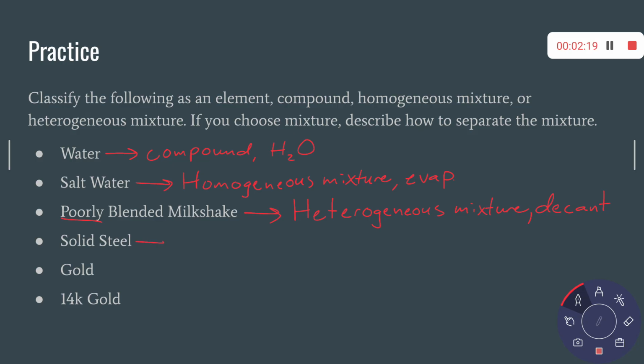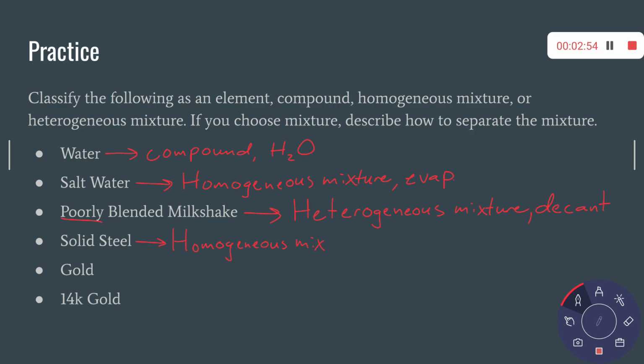Solid steel, this is a tricky one. Steel is not an element. It is composed of iron and carbon. What's even trickier is that it's not a compound. That iron and that carbon isn't chemically bonded. Instead, what's happening is you heat up the carbon and the iron so much that it is molten, or at least the iron, the carbon might stay solid, to this molten liquid, and then you combine your elements. So this is really a homogeneous mixture.